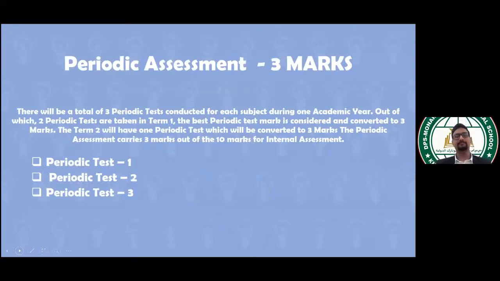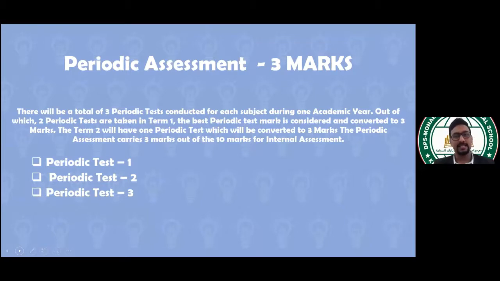Moving ahead, let me explain about the periodic assessment. There's a little change, it has been revised, that we will be having 3 periodic tests in 1 academic year. Let me tell you, it's in 1 academic year, not in 1 term. We are dividing these 3 periodic tests such that the first 2 periodic tests will be taken in term 1, and the best periodic test mark scored by a student, either in periodic test 1 or 2, will be considered and converted to 3 marks.